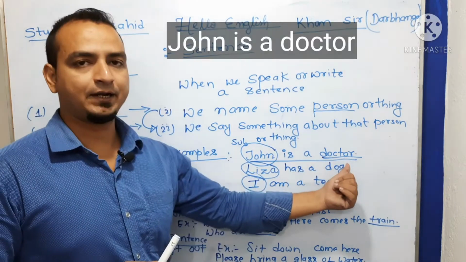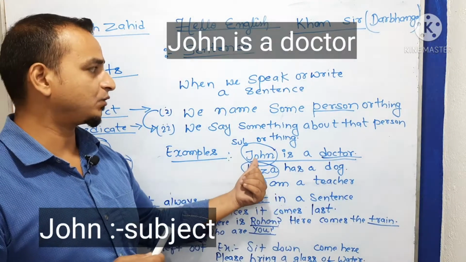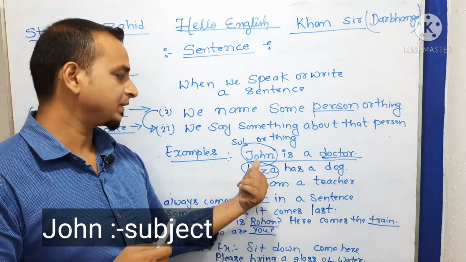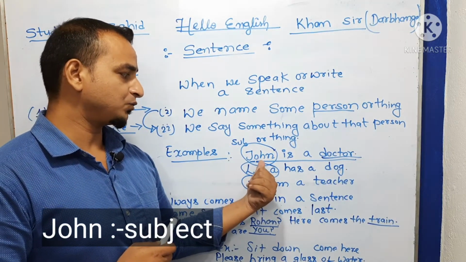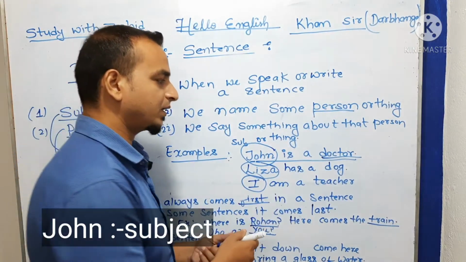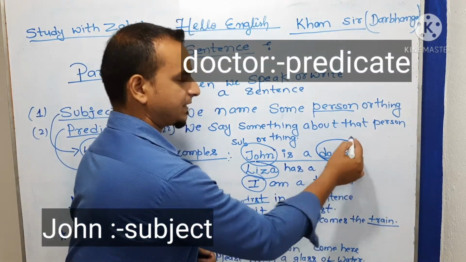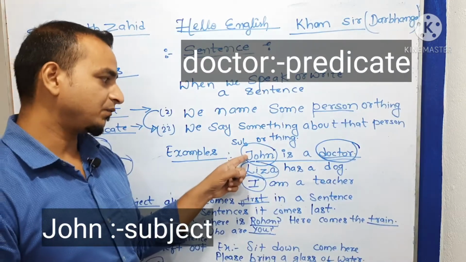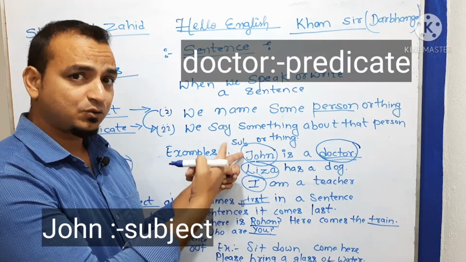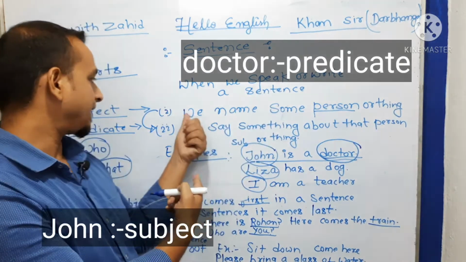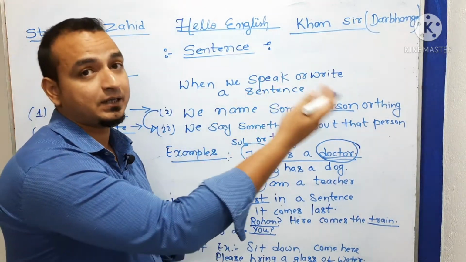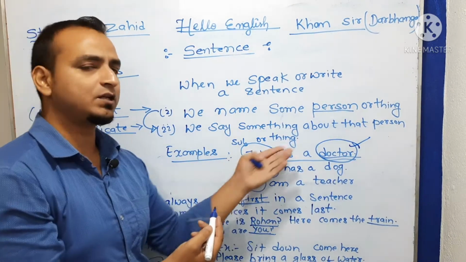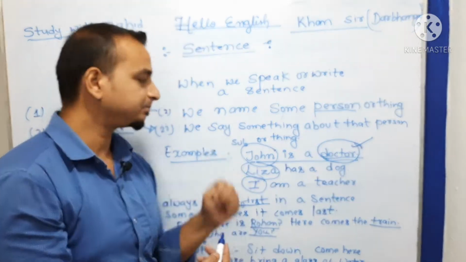"John is a doctor." So John, we are talking about, we are naming John. So John is the subject, and what is John? John is a doctor. So this is the predicate. Okay, so we are taking the name of John, so that is the subject. And whatever we say about the subject, that is the predicate. So what is John? John is a doctor.